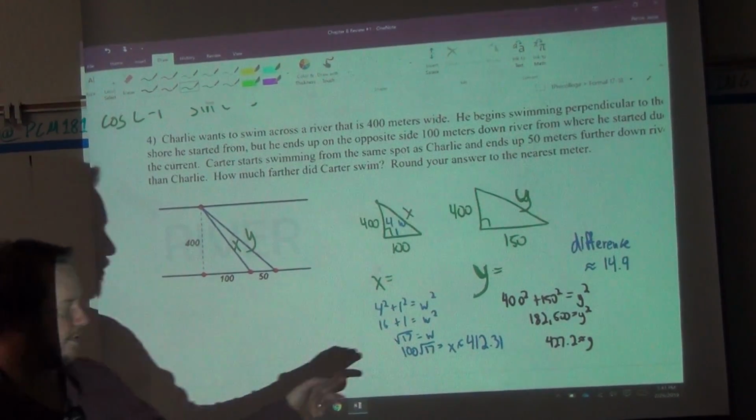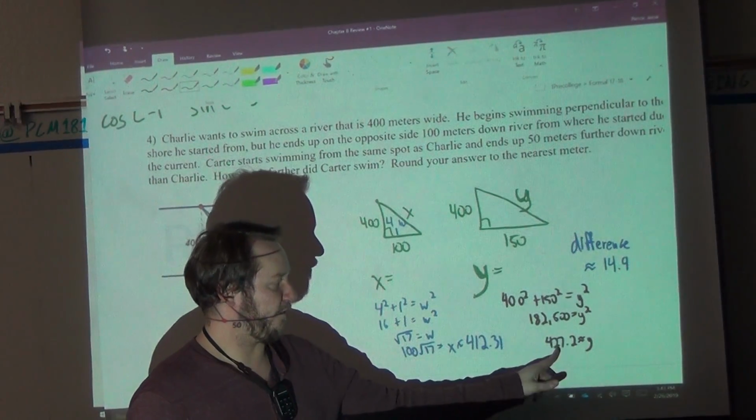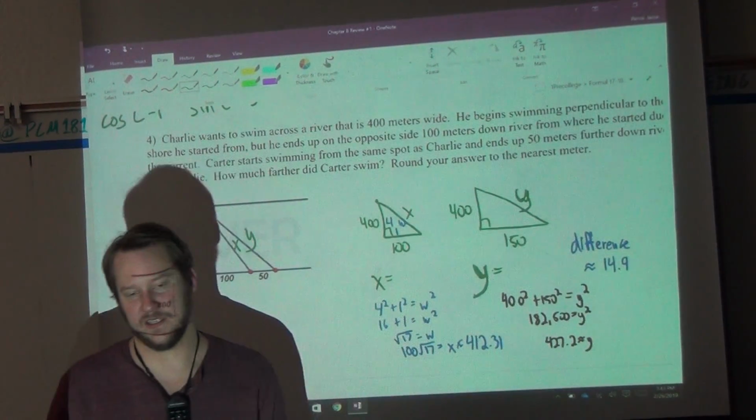To get the difference, write these out to a sufficient amount of digits and subtract 412.31 from 427.2. And the difference is about 14.9.